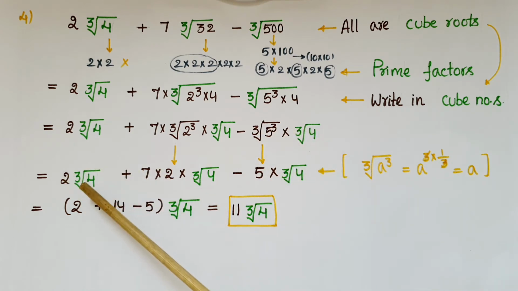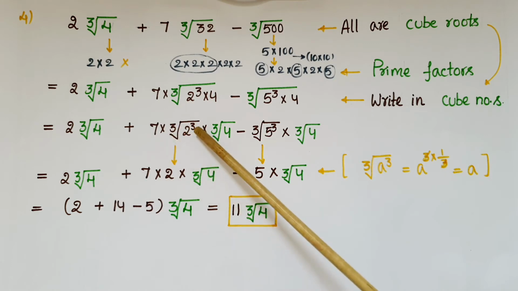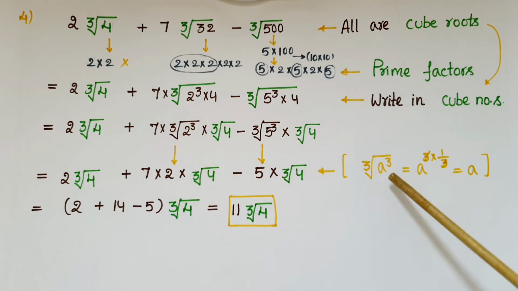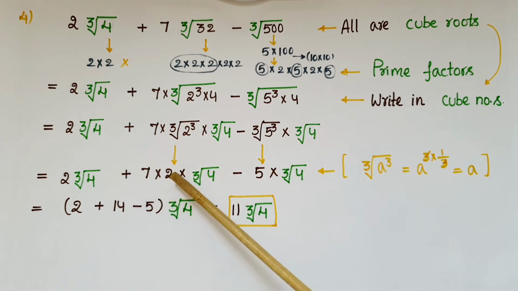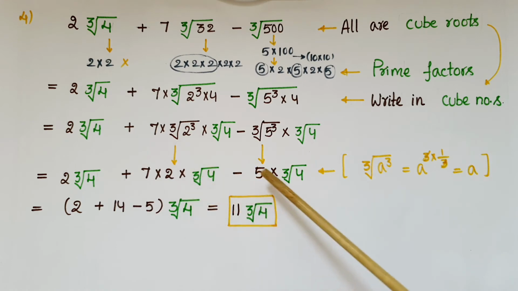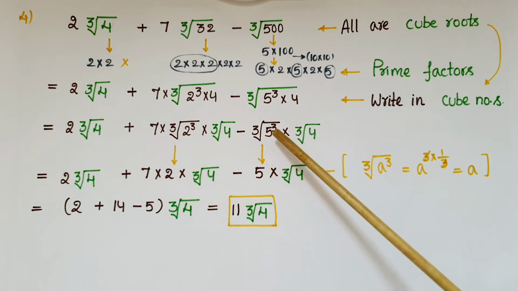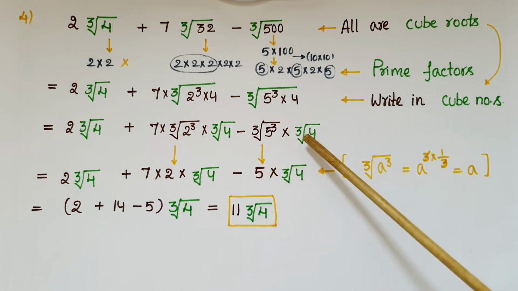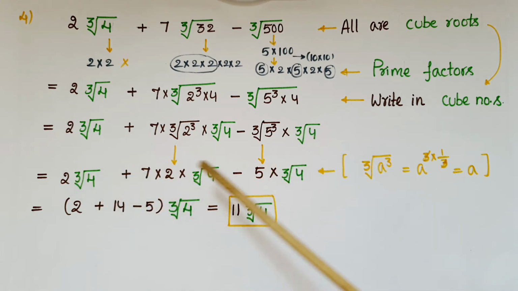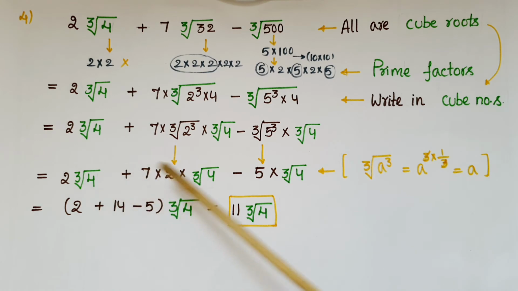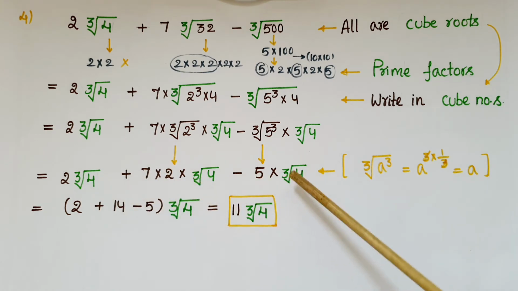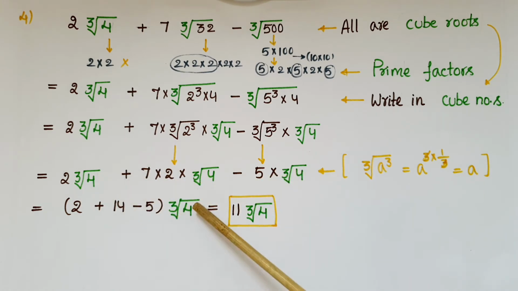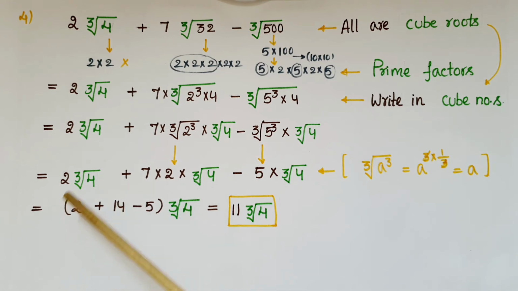Now 2 into cube root of 4 plus, here cube root of 2 cube is 2, because cube root of A cube is A. So 7 into 2 into cube root of 4 minus 5 into, here cube root of 5 cube is 5 into cube root of 4. If you observe here, in all numbers cube root of 4 is common, so take out cube root of 4 as common, and the remaining values here are 2 plus 7 2s are 14 minus 5, that is 11 into cube root of 4.